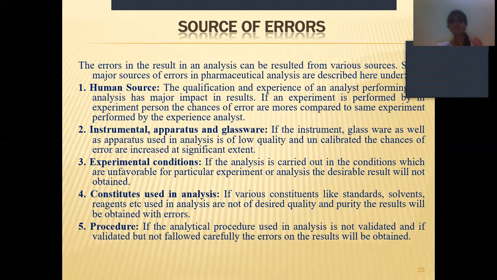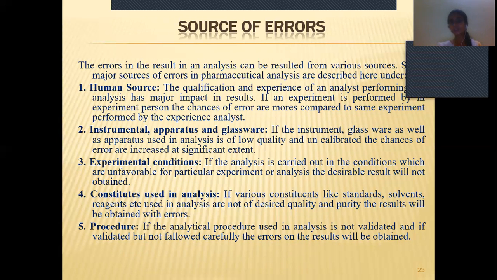First one is human source. So what is a human source? We. It means the qualification and the experience. If the person is experienced, he knows how to perform the experiment, so he will do the experiment without any error. If the person is a fresher who doesn't know how to perform the experiment, at that time some minor errors may be found in the result. So the qualification and the experience of the analyst performing the analysis has a major impact on the result.